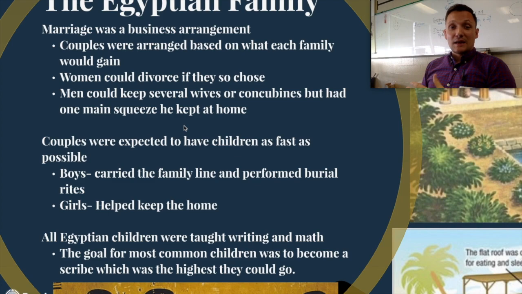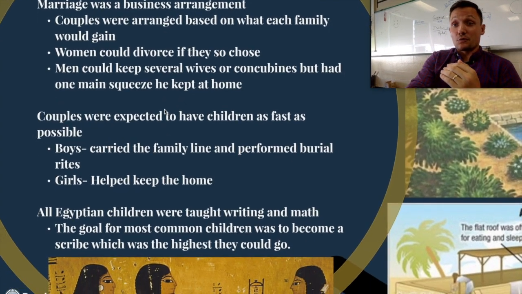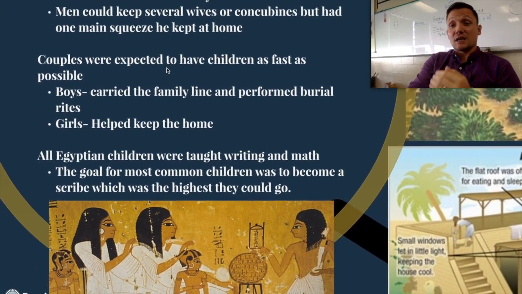Men, however, could also keep several wives, or these things called concubines, right? A concubine is a woman that is at your home that a man is allowed to be with, but it's not his wife. Okay, let me back it up a little bit. Egyptian families would usually have a main wife, like a mother figure, right? And that mother figure was actually in charge of one huge aspect, and it was educating children, right?